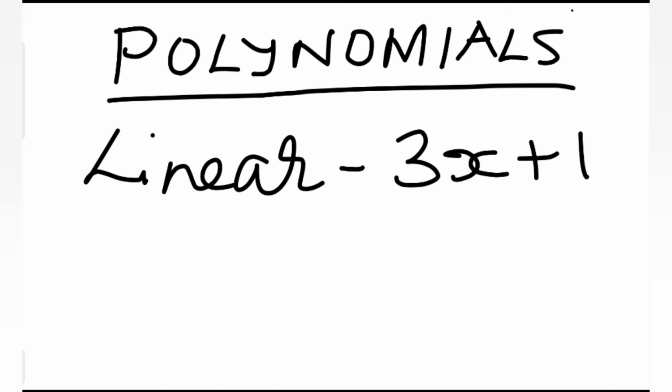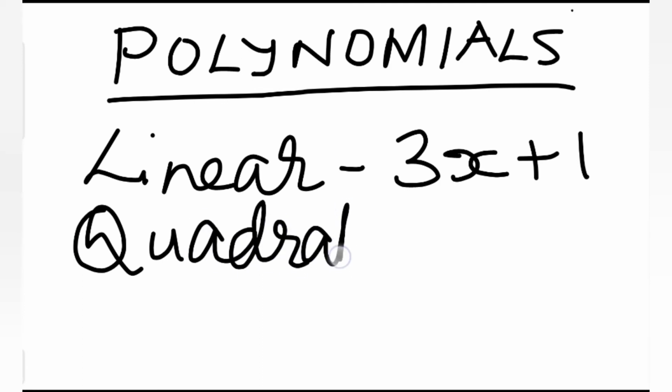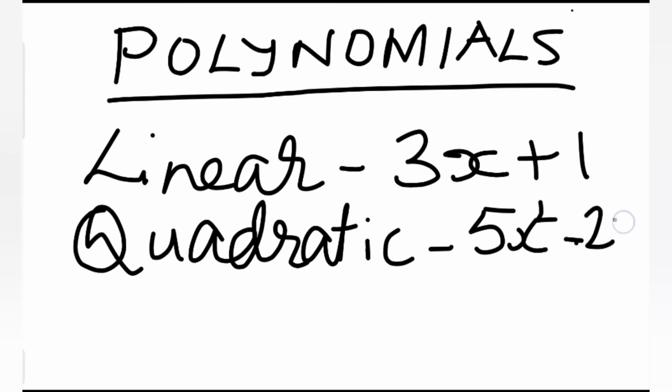Here the degree is 1. So it's called a linear polynomial. And a polynomial having degree 2 is called a quadratic polynomial. Quadratic. Degree 2. For example, 5x squared minus 2x plus 1. So, here degree 2. Therefore, it's a quadratic polynomial.